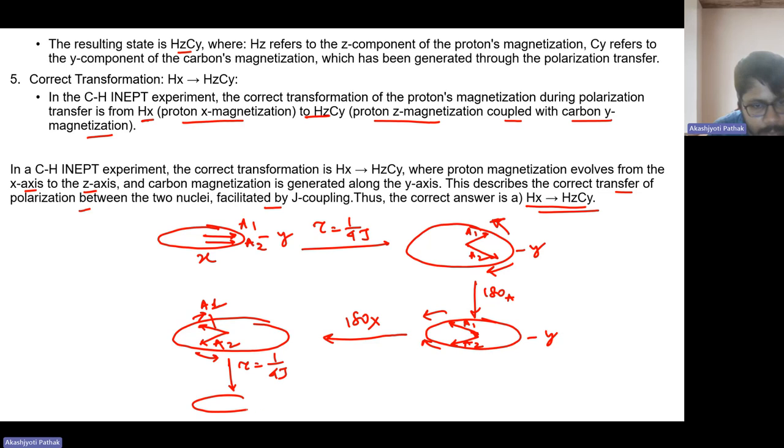So now during this time, what will happen? Because of this time delay equal to 1 by 4J, they will come exactly opposite to each other, A1 and A2. This is the A1 spin. Okay, so now I will give what? A 90-degree Y pulse.